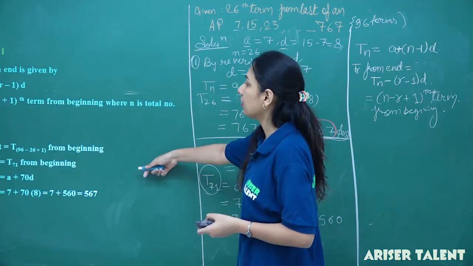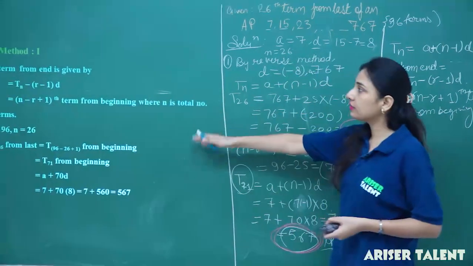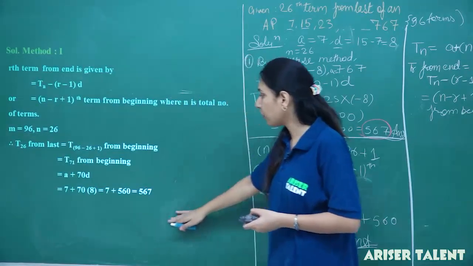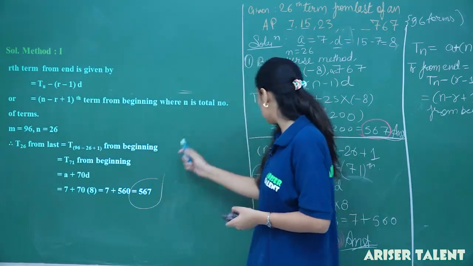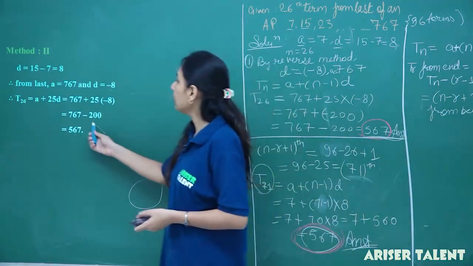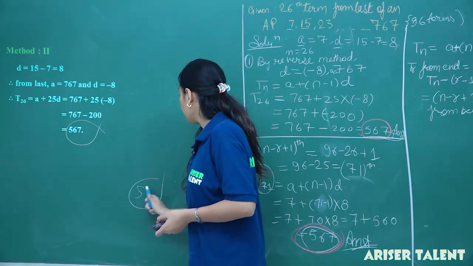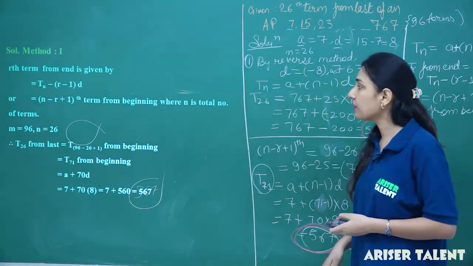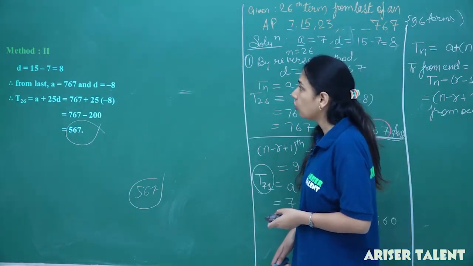This is the first, this is the second method, given in this. So we have done it with this formula and we got the answer 567, right, and in this we also got the value 567. So here also 567, here also 567. Okay students.